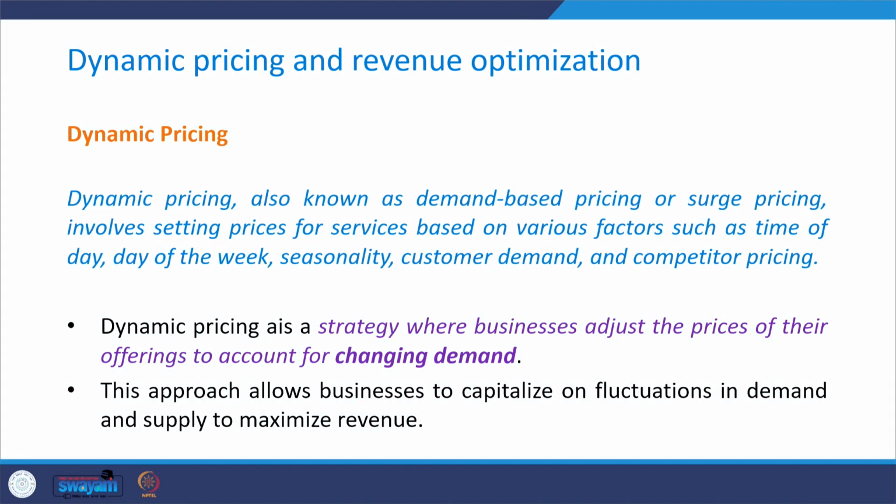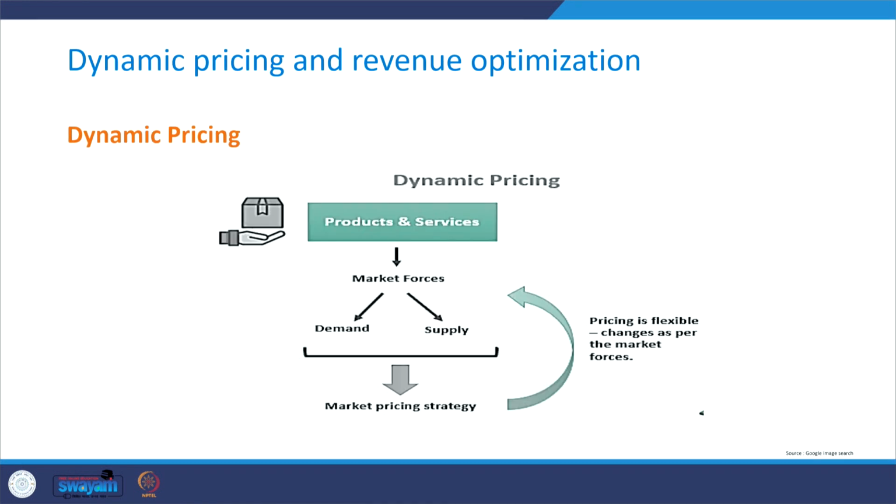Dynamic pricing is a strategy where businesses adjust the prices of their offerings or services to account for changing demand. This approach allows businesses to capitalize on fluctuations in demand and supply to maximize revenue. As shown in this particular diagram, dynamic pricing is a pricing where products and services are influenced by two market forces, demand and supply. And these two market forces together determine the pricing for those services.